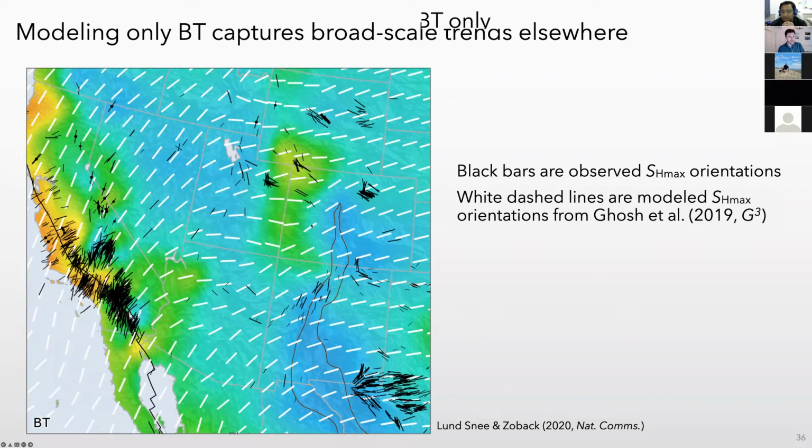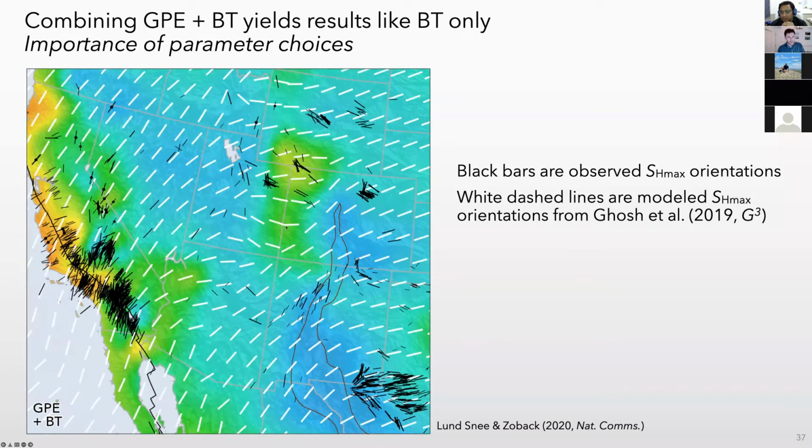That underscores the importance of how you pick the parameters. You know, for example, the viscosities of the mantle below and how well it couples stresses to the plate above.